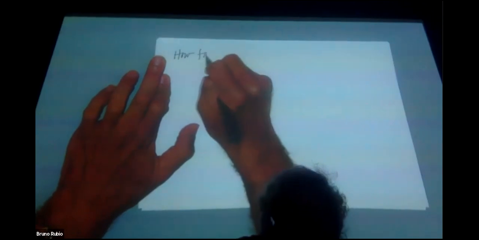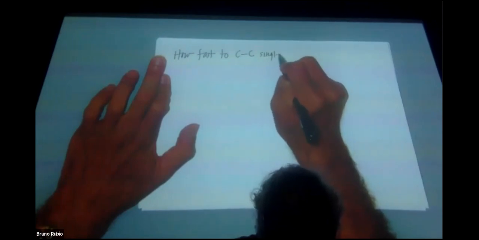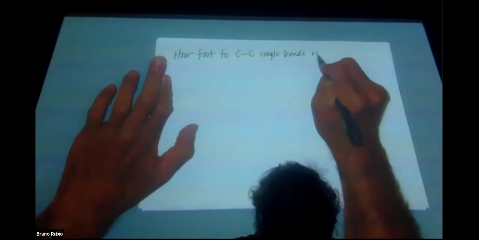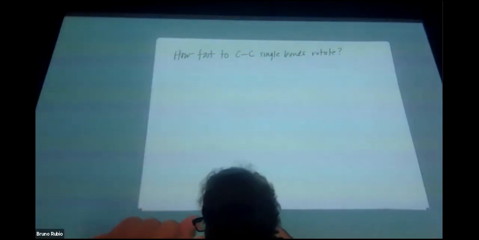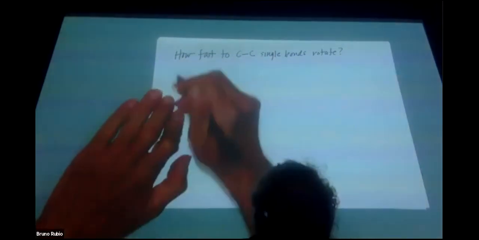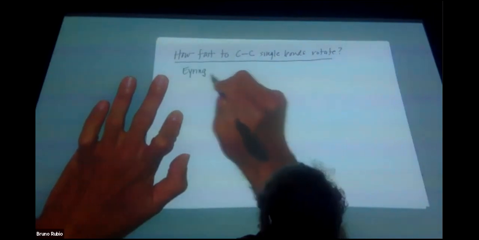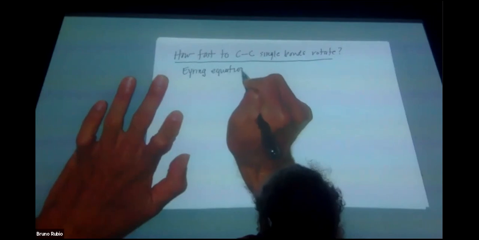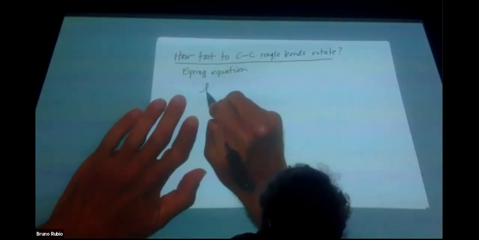How fast do carbon-carbon single bonds rotate? In order to answer this question, what we need to use is the Eyring equation. This is an equation that was developed by Professor Henry Eyring at the University of Utah in the 1960s. So let me just give you this equation here.